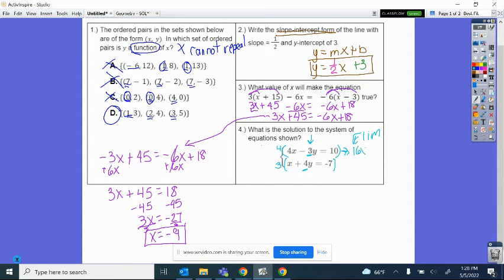We get 16x minus 12y equals 40, and distribute our 3 all the way through the bottom. 3x plus 12y equals negative 21.